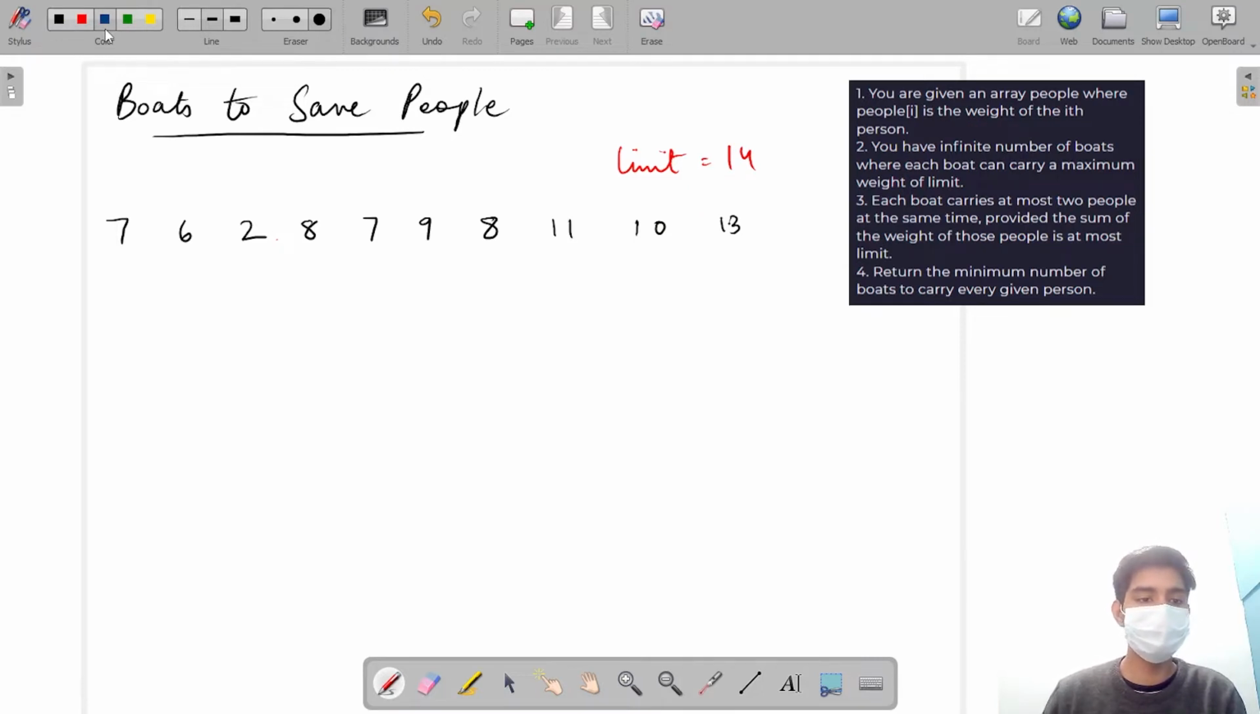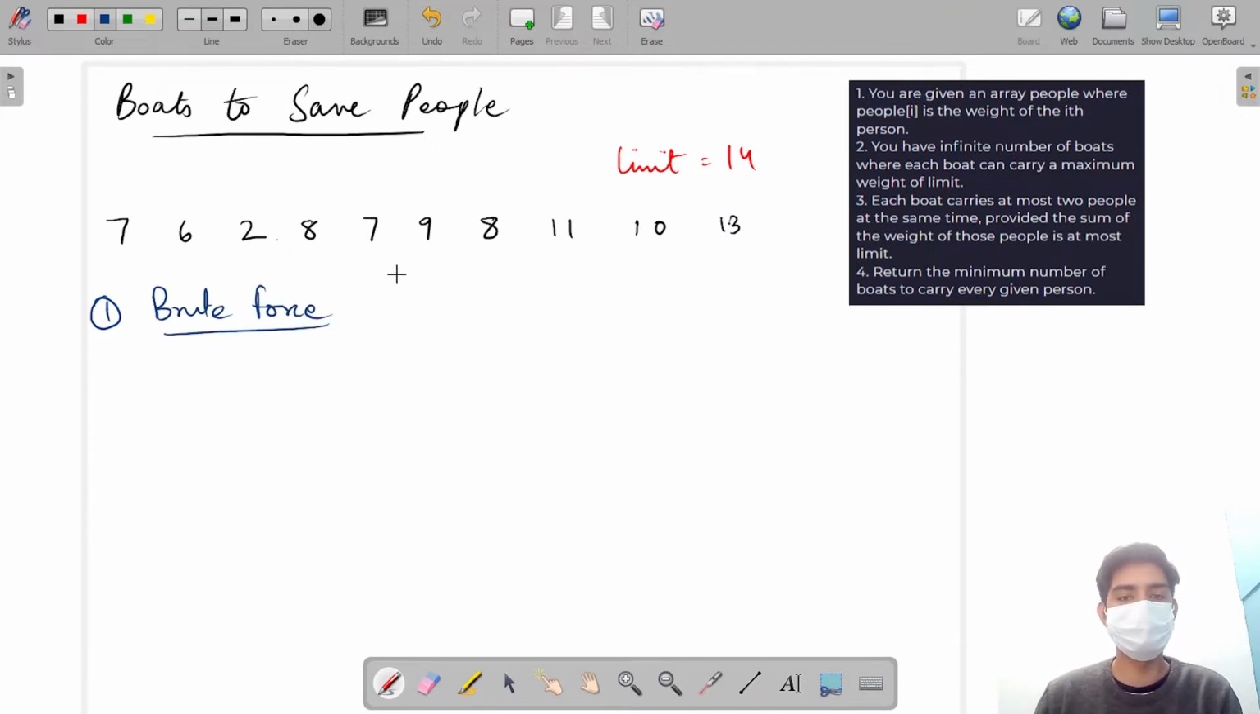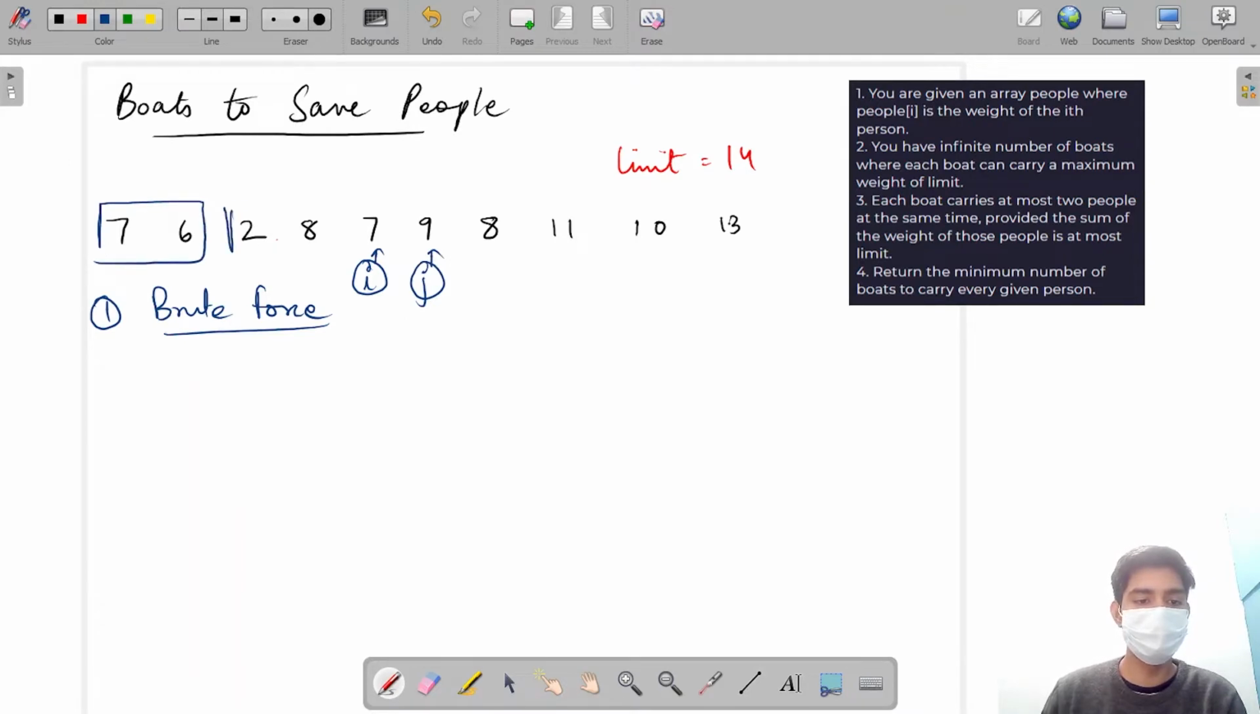Now let's discuss the approach, and let's discuss the brute force approach. What is going to be my brute force approach? Let's say I have two pointers, i and j. For example, i is at 7 and j is at 9. Assuming that I've already put 7 and 6 on a boat, and 2 and 8 on a boat. I've already put these two pairs on my boats.